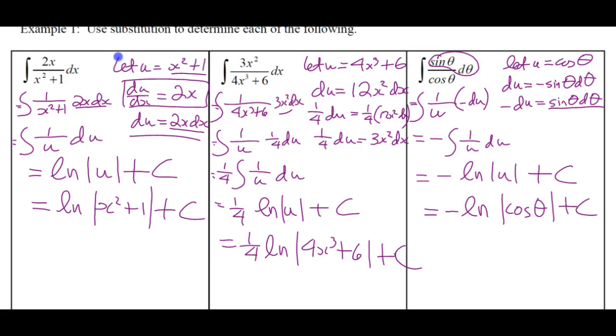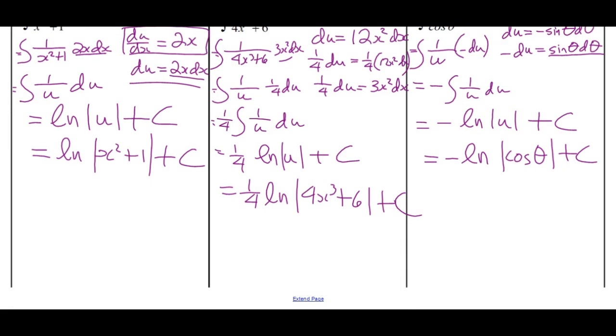Okay. Now, if you do the derivative of that, you should get sine theta over cos theta, right? What do you get? Well, so I've got negative ln, so it's going to be 1 over cos theta times negative sine theta, or negative sine theta over cos theta, and it's the negative of negative sine theta over cos theta, which is sine theta over cos theta. Okay? Same deal with any of these, right? If you take the derivative of any of these, they will come back to be what it is.